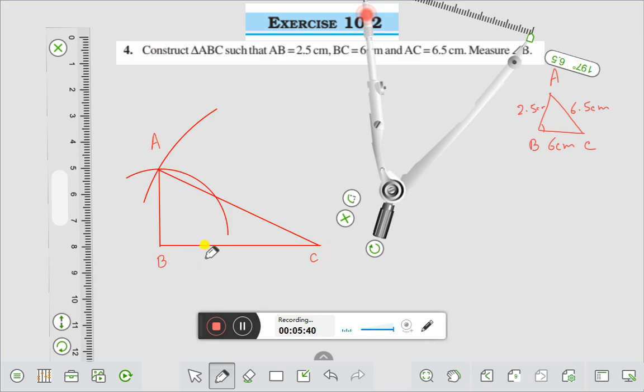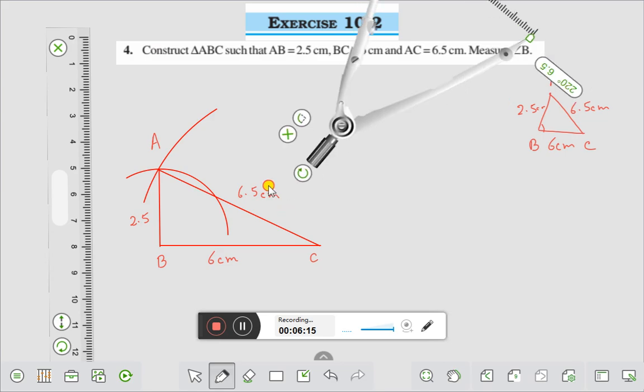Here we have taken BC as 6 centimeter, AC as 6.5 centimeter and AB as 2.5 centimeter. Right, we have to measure the angle B. Let us measure angle B with the help of protractor.